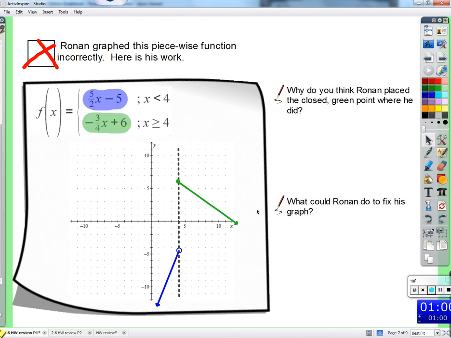use the other one. Well, let's say that someone did plug in 0 into the green function. Now, you're not supposed to do that, right? That's not in keeping with the piecewise function. That doesn't mean it can't help me graph the graph. What if I did do that? What if I did find the y-intercept at 6, and then draw this guy out with his slope? Is that useful? Yeah, that is the correct graph for negative 3/4 x plus 6. What's the problem with it?